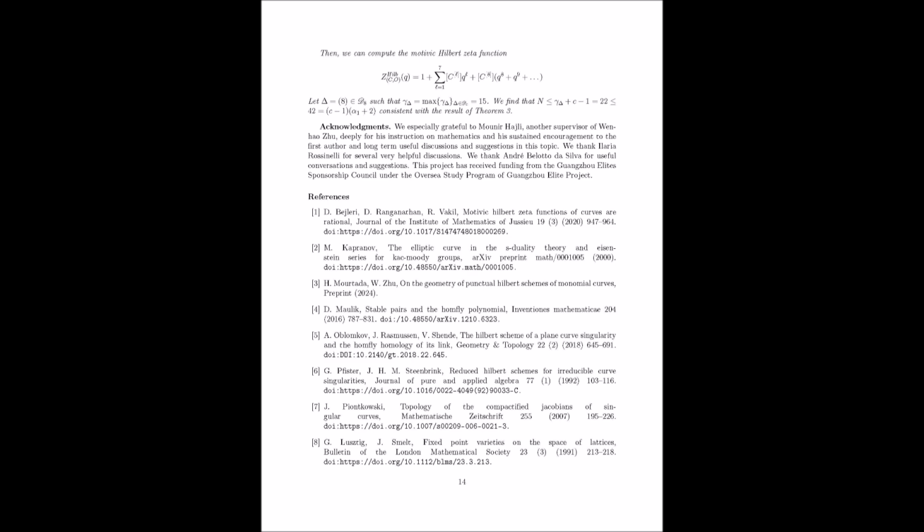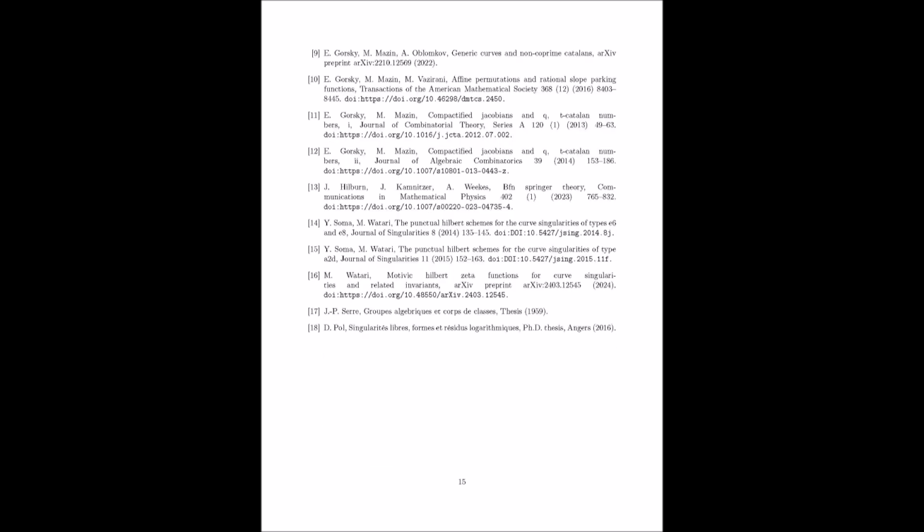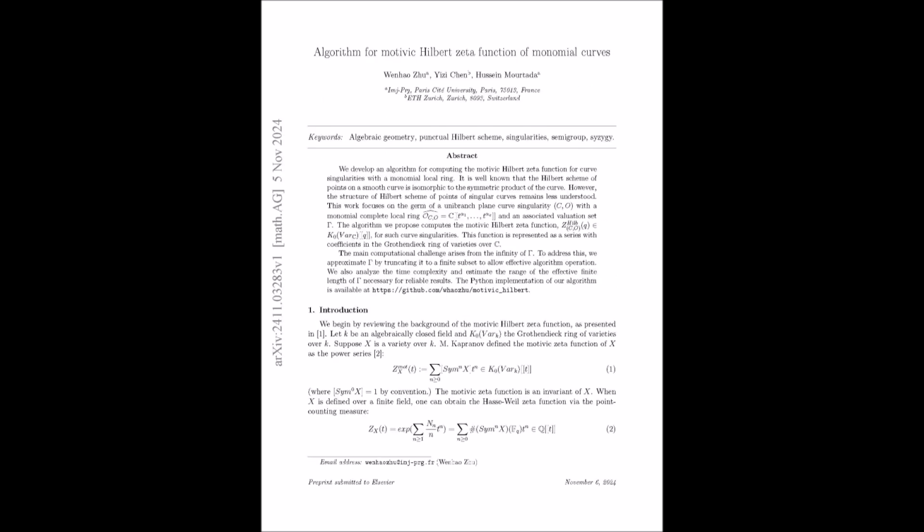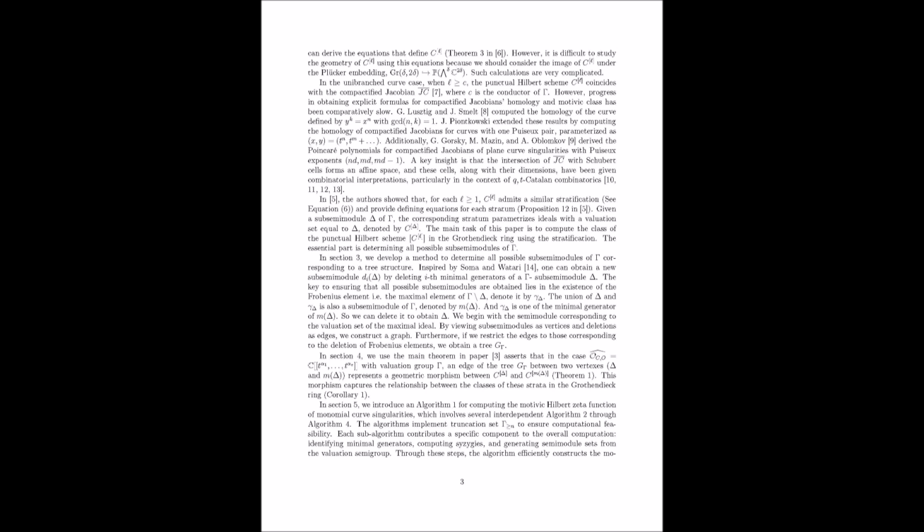So it's like having a simplified model that allows us to develop and test our methods before tackling more general cases. Exactly. So tell me about this new algorithm that they've proposed. How does it actually work? Their approach is quite clever. They leverage a tree structure associated with something called the valuation semigroup of the curve. This tree helps to systematically organize and understand the possible subsemimodules, which are essential for calculating the zeta function.